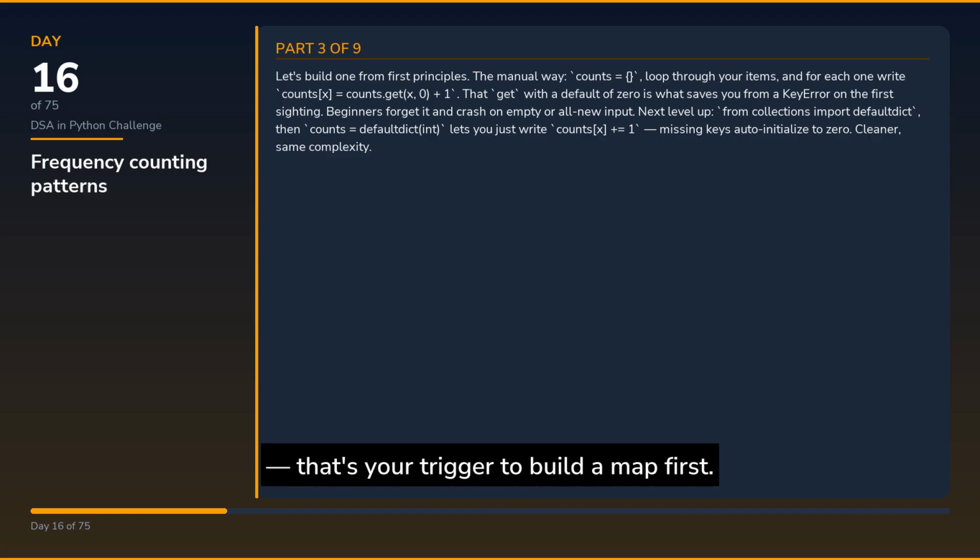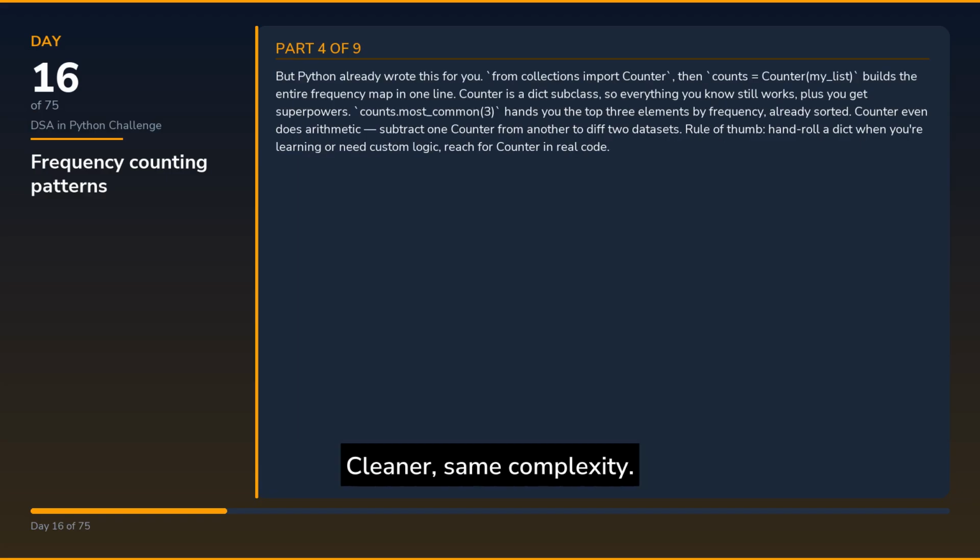Next level up, from collections import defaultdict, then counts equals defaultdict(int) lets you just write counts[x] += 1. Missing keys auto-initialize to 0. Cleaner, same complexity. But Python already wrote this for you.